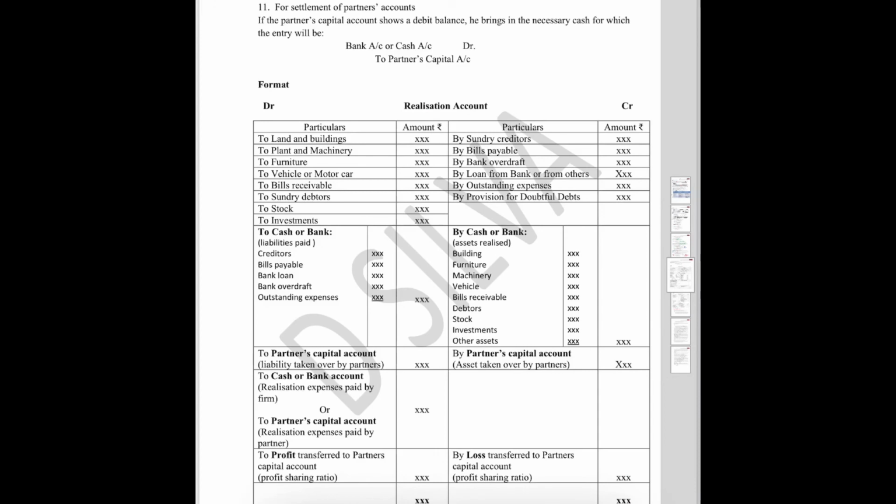The last journal entry is for the settlement of partners account. So if the partner's capital account shows a debit balance, he has to bring necessary cash, for which the entry will be bank or cash account debit to partner's capital account. This is only when you're going to get a debit balance. If you're getting a credit balance, then it is nothing but the final settlement, again, which is done through partner's capital account debit to cash or bank account.